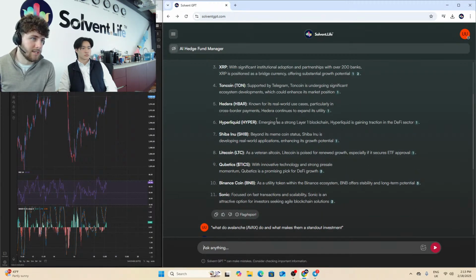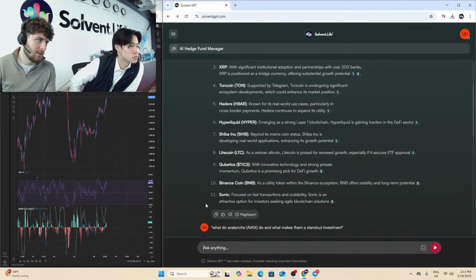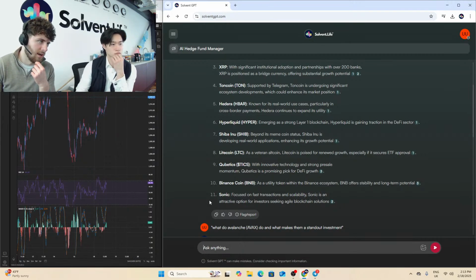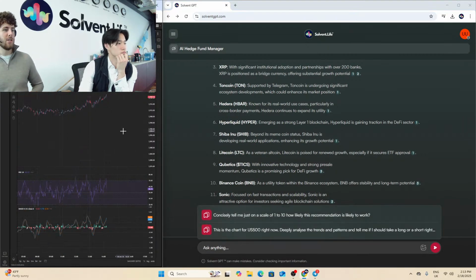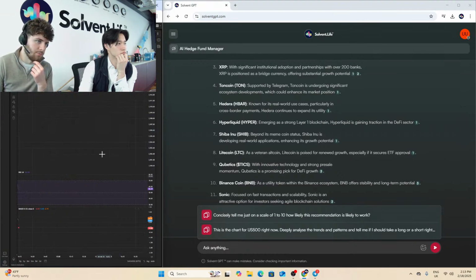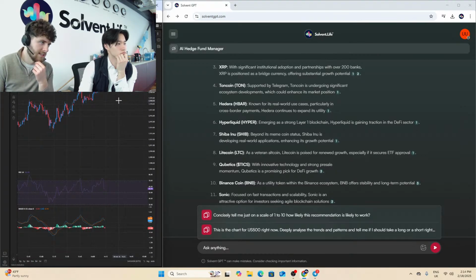We have Hyperliquid emerging as a strong layer one blockchain. It's gaining traction in the decentralized finance sector. Some more we have Sonic, which was previously called, I think it was Phantom, focused on fast transactions and scalability. Sonic is an attractive option for investors seeking agile blockchain solutions. Fantastic.